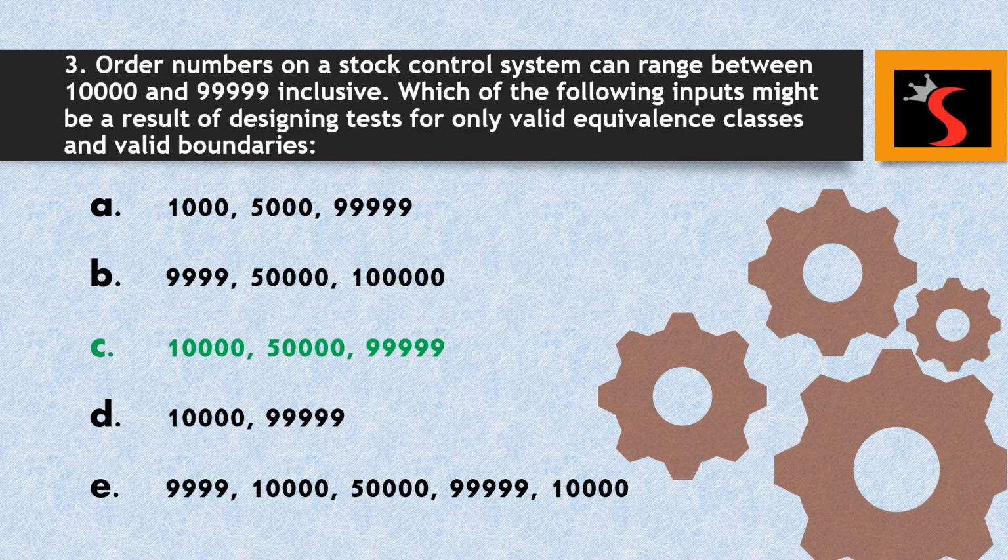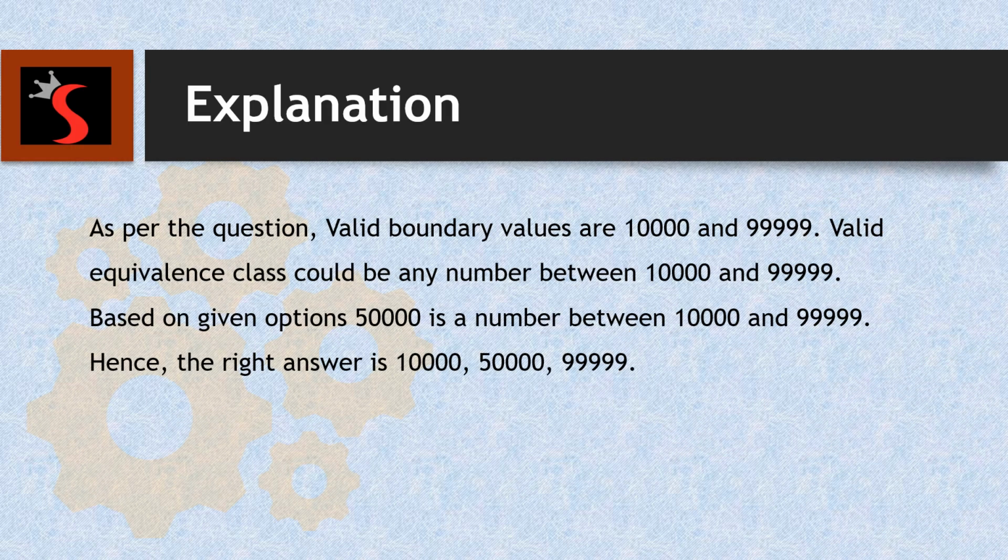And the right answer is option C. 10,000, 50,000, 99,999. Explanation: as per the question, valid boundary values are 10,000 and 99,999. Valid equivalence class could be any number between 10,000 and 99,999. Based on given options, 50,000 is a number between 10,000 and 99,999. Hence the right answer is 10,000, 50,000, 99,999.